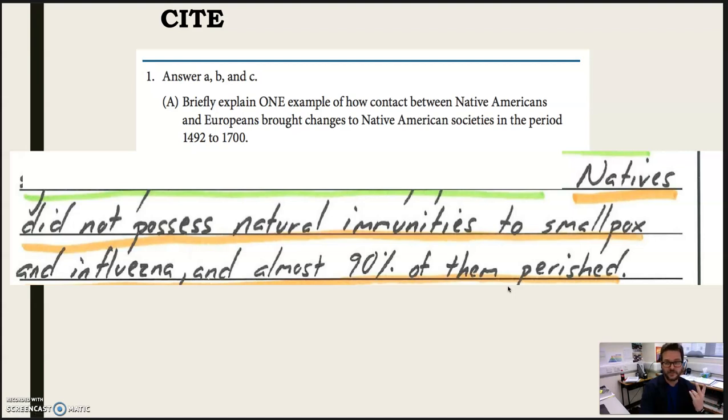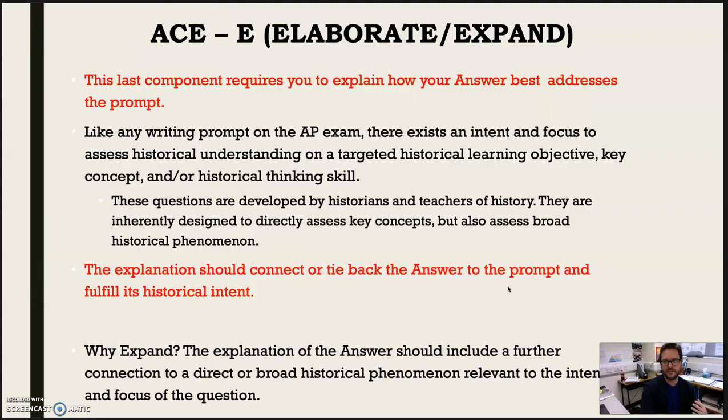We got answer, second sentence, and now we have our third sentence, which is going to be elaborate or expand. So this last component requires you to explain how the answer best addresses the prompt. Like any writing prompt on the AP exam, there exists an intent and focus to assess historical understanding. All right, this explanation should connect or tie back to the answer to the prompt and fulfill its historical intent. Why expand? The explanation of the answer should include a further connection to direct or broad historical phenomenon relevant to the intent and focus on the question. So you really are just wanting to expand on it and show that, like, yeah, you know this information, all right? Make sure it ties back to the answer and the prompt.